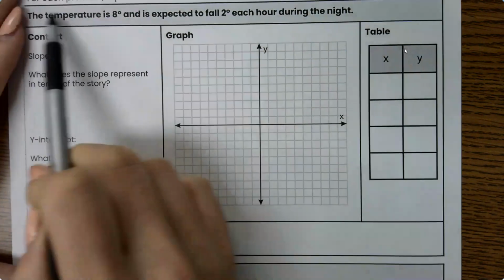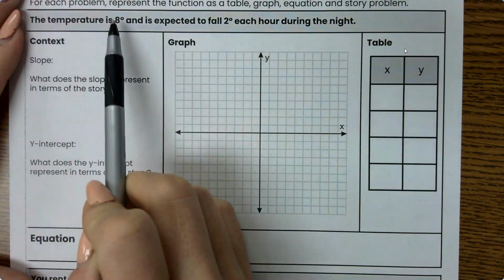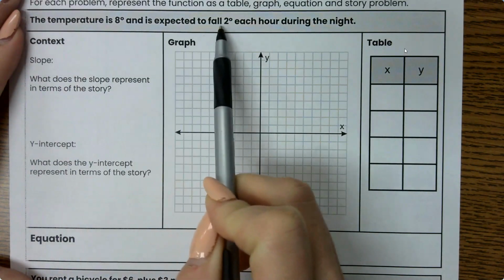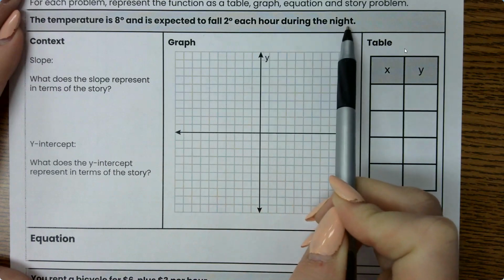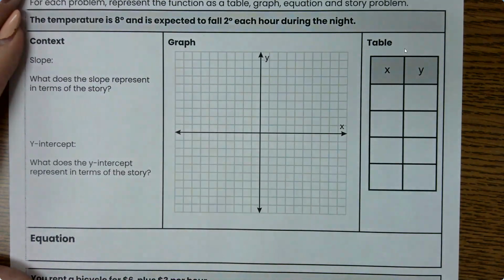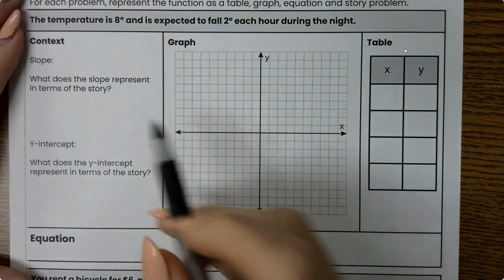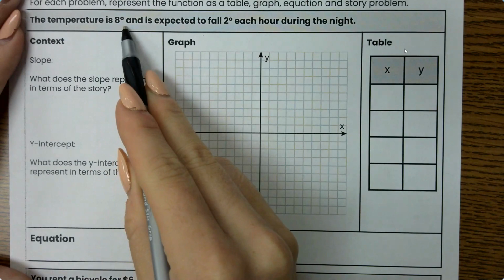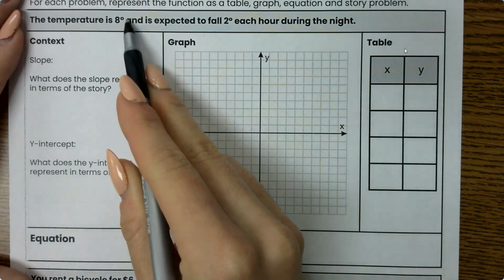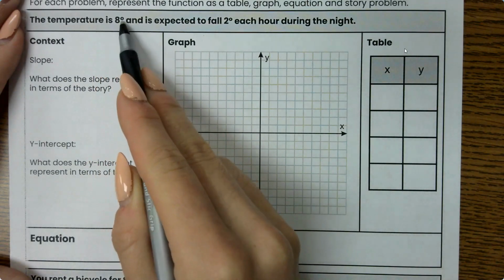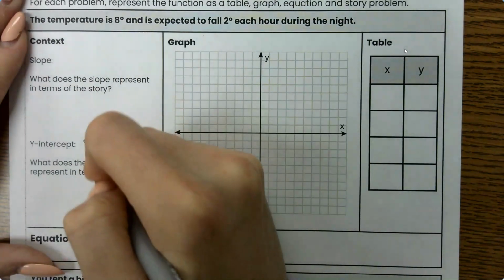write an equation. So if I read through the story, it says the temperature is 8 degrees and is expected to fall 2 degrees each hour during the night. There's only two numbers here, so I'm going to start thinking about which one is slope and which one's y-intercept, which one occurs only one time or initially, and which one repeats or makes the function grow. It says the temperature is 8 degrees, so that sounds like a temperature. It doesn't sound like anything that's changing. So 8 degrees is going to be my y-intercept.